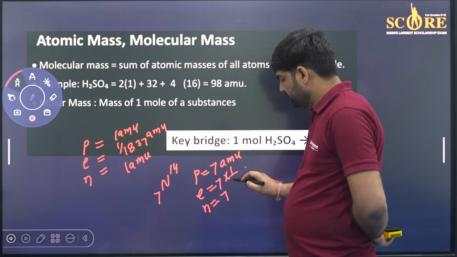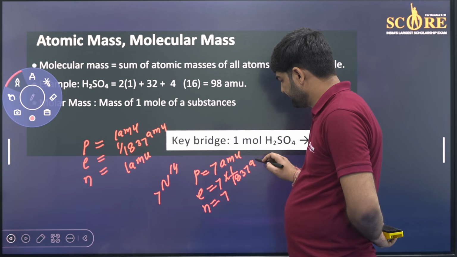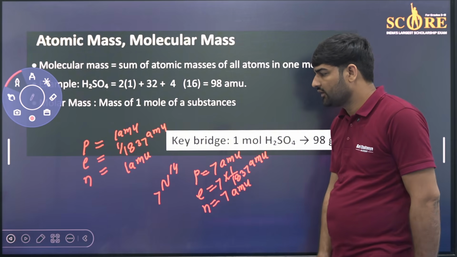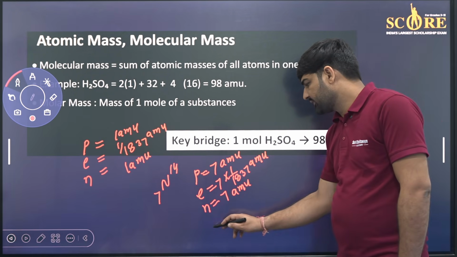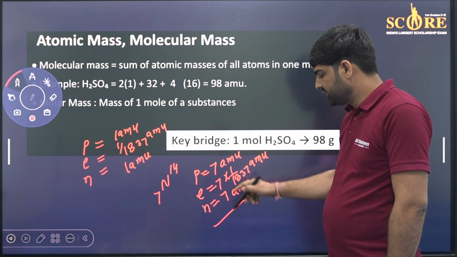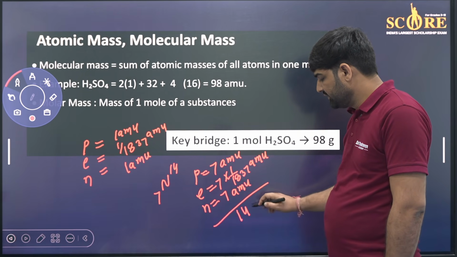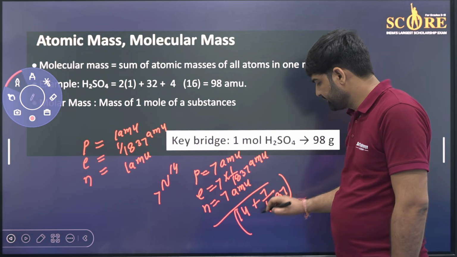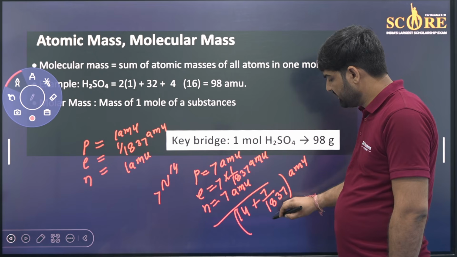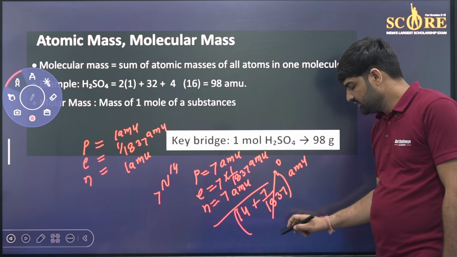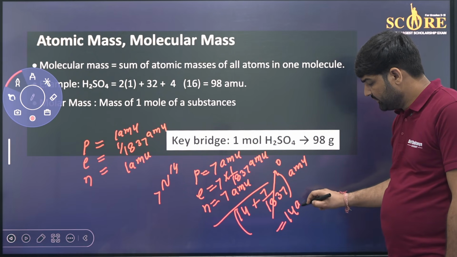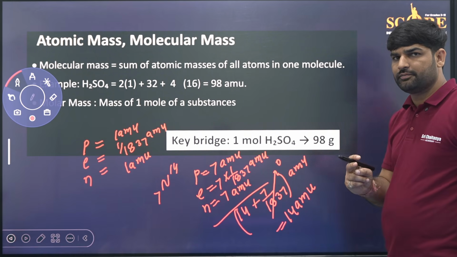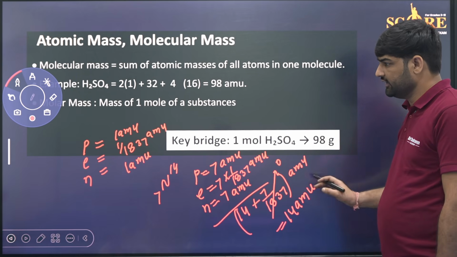Electron mass is 1837 amu for each, and this is 7 amu. Now the total mass will be this plus this plus this, so this will be 14 amu plus something. I think you understood, amu. This quantity can be neglected with respect to this. So we can say the mass of a single nitrogen atom is 14 amu.